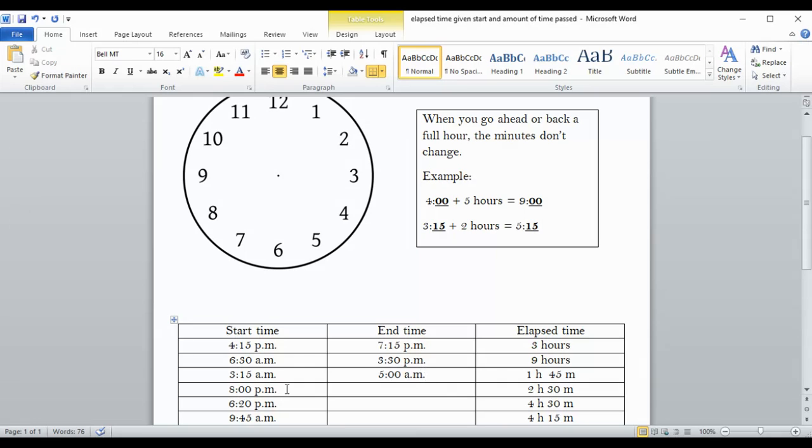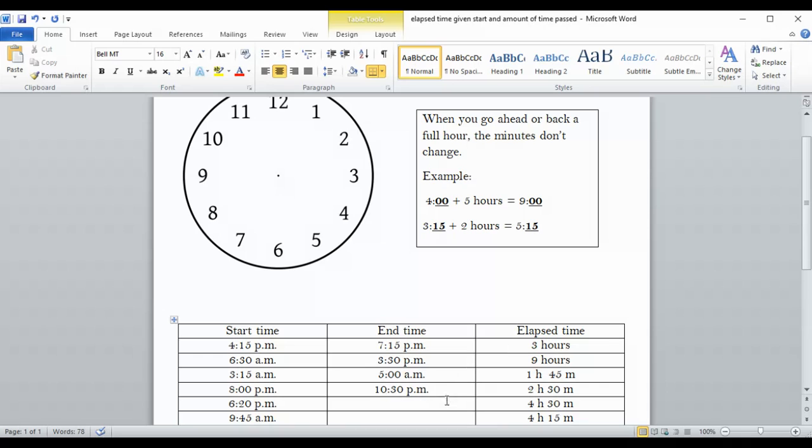If it is 8 p.m. and I have to go to bed in 2 hours and 30 minutes, what time will it be? So I'm at 8 p.m. I'm going to go ahead 2 hours. So that's 9, 10. I'm now at 10 o'clock, and 30 minutes past 10 o'clock is 10:30. So I'm going to put 10:30. 10:30, and I'm still in the evening, so it's 10:30 p.m.